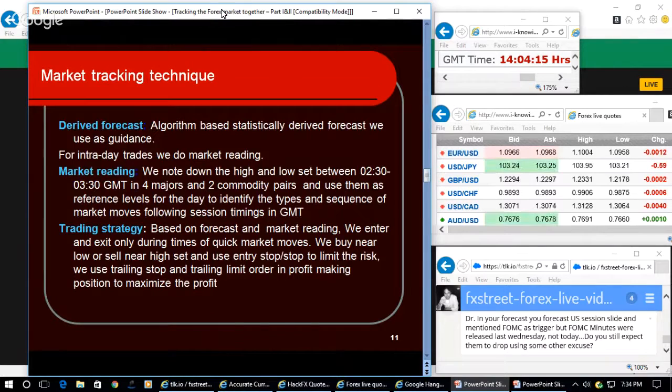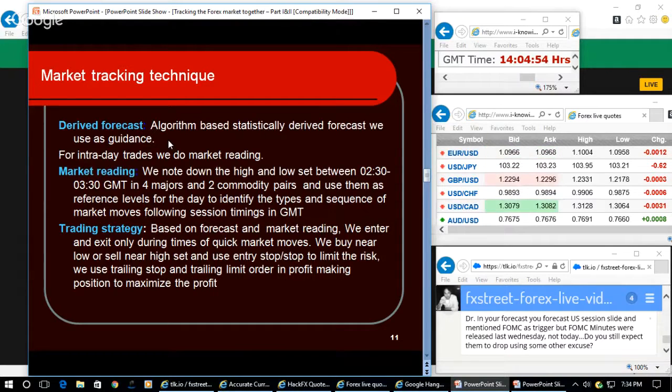So for those of you who have joined the webinar now, I would like to briefly touch upon what I explained. Later on, you can view part 1 of the webinar in the recorded form and understand the whole thing. Now, my trading system consists of 3 important components, namely the derived forecast. The derived forecast is based on a statistical algorithm, a sequential statistical analysis, with which I give the forecast for the entire week.